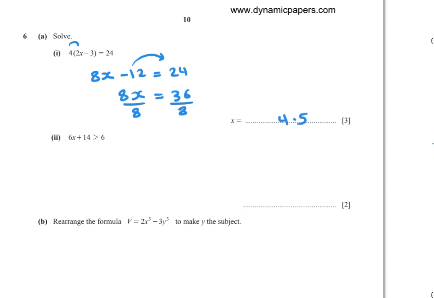For the inequality, double I: 6x plus 14 is more than 6. Transpose 14 to the other side. So 6x is more than 6 minus 14. This means 6x is more than negative 8. Divide by 6. So x is more than negative 4 over 3.